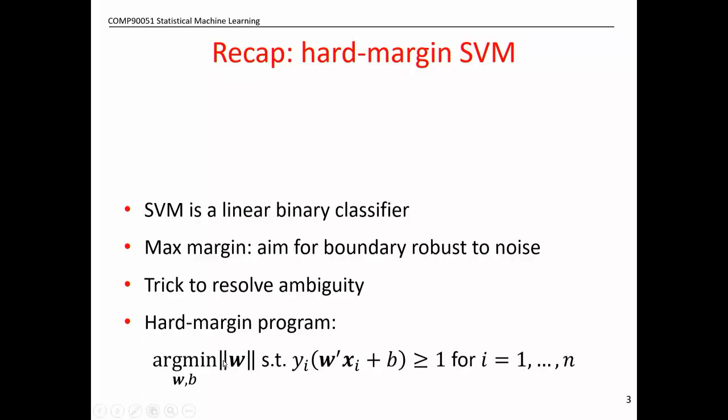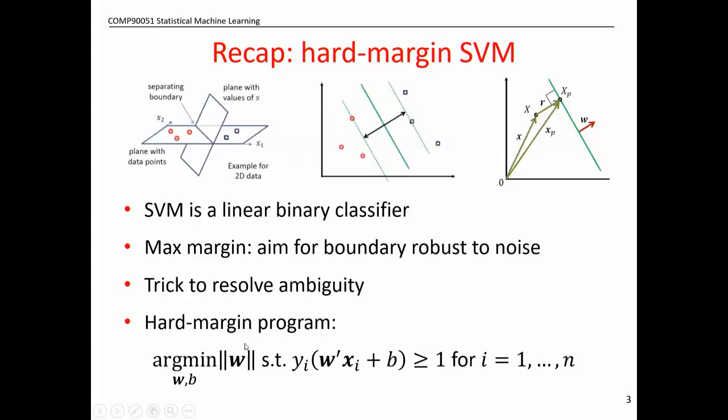Sometimes in this deck you'll see a half out front. Sometimes we'll have a square here. It makes no difference because multiplying by a half, or taking a square, is an increasing transformation, and so that's the same problem. So that's what we got up to. This is the margin. This is like regularizing. This is like training error. Perfect training error, and we want to regularize. And we had this picture. So those are the things we did.